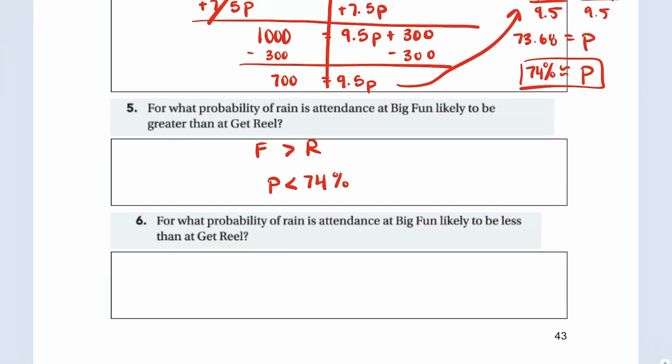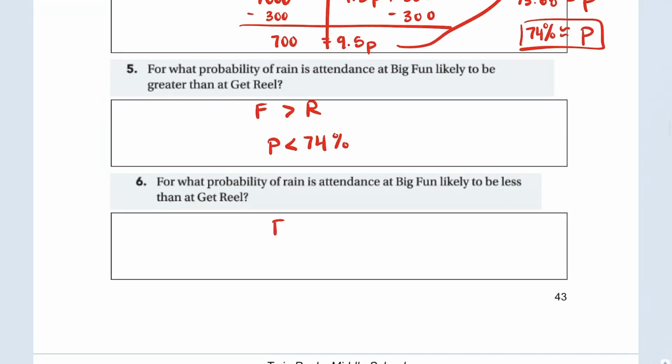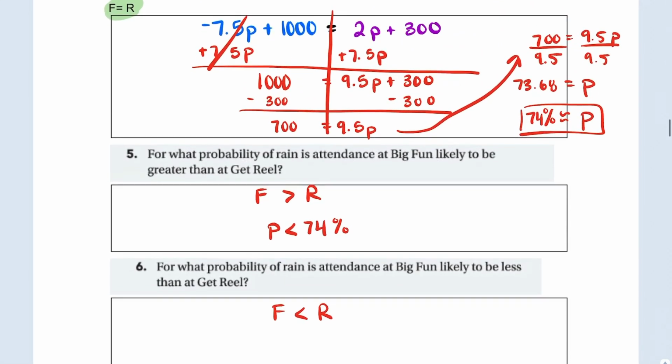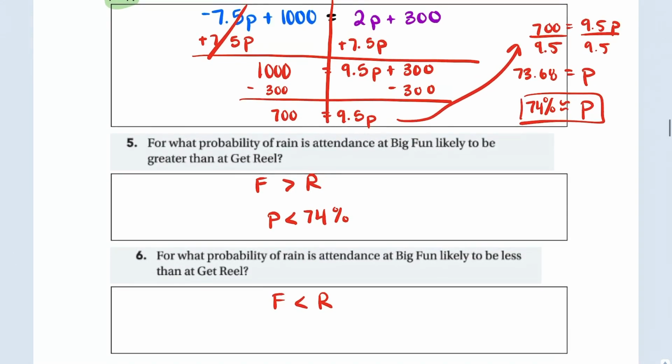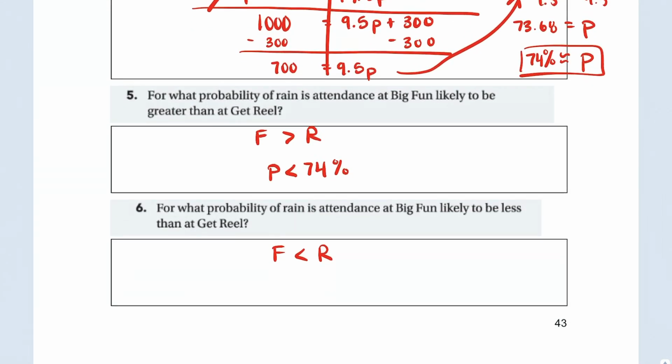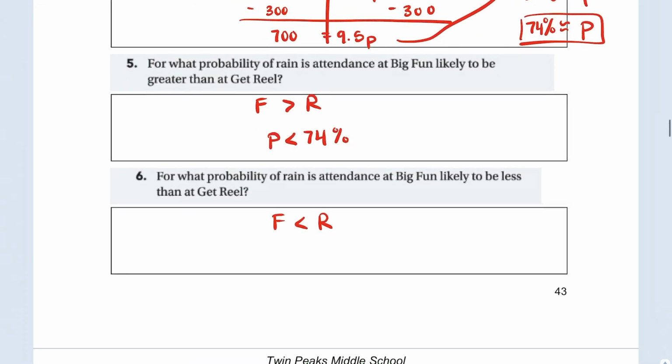For number 6, what probability of rain is attendance at Big Fun likely to be less than at Get Real? So we want F is less than Get Real. And again, this is a similar type of question. You know that at 74% they are equal to each other. And we know that when p is less than 74%, Big Fun is greater than Get Real. So the only other option that we have is when p is greater than 74%. And there we go.